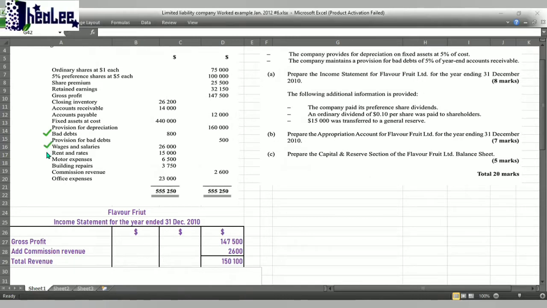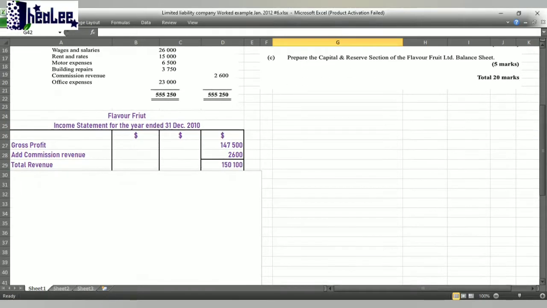That is an expense as well. Wages and salaries. And when you're going through, this question doesn't have any accruals and prepayments. But remember, you have to look out for your accruals and your prepayments. If there's accruals, you add. If there's prepayments, you subtract. Rent and rates, motor expenses, building repairs, and office expenses. Those are the expenses based on this question, and all of those expenses are listed.